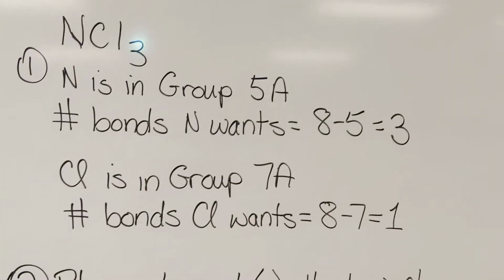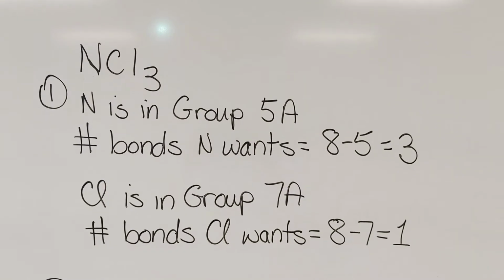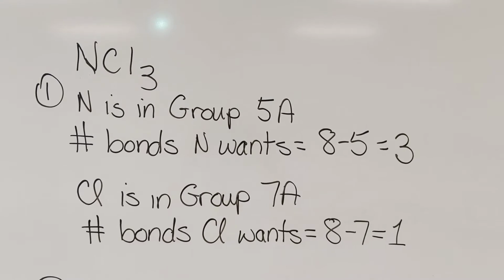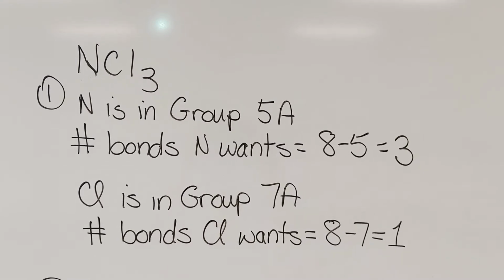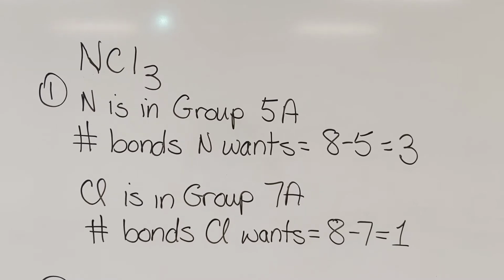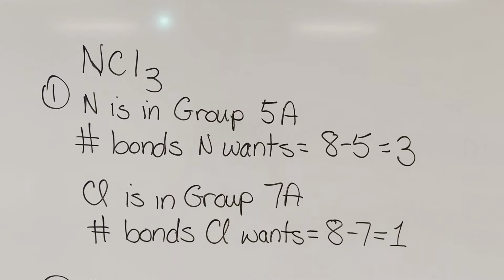With NCl3, nitrogen is in group 5A on the periodic table. The number of bonds nitrogen wants is equal to 8 minus 5, or 3 bonds. Chlorine is in group 7A. The number of bonds chlorine wants is 8 minus 7, or 1 bond.